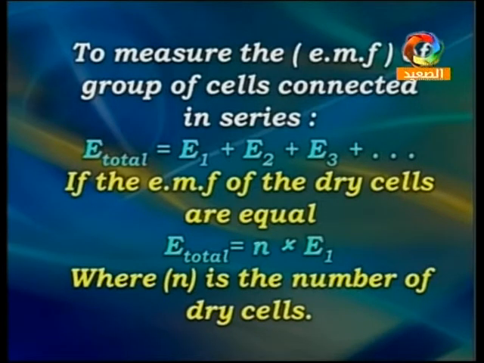If the EMF of each of these dry cells is equal, then the total voltage of this battery equals N times E1, where N is the number of dry cells. Here, if I have 3 dry cells in this circuit, and each one is 2 volts, what happens if I need to calculate the total EMF? It equals 3 times 2, equals 6.